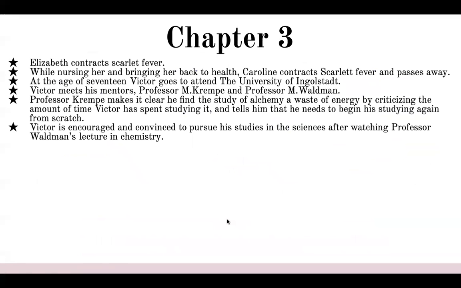So firstly, Elizabeth contracts scarlet fever, and while she's sick, ill, Caroline, Victor's mother, is taking care of her, and she ends up contracting the fever, and she passes away. And then at the age of 17, Victor goes to attend university at Ingolstadt, and he meets his mentors, Professor Krempe and Professor Waldman.